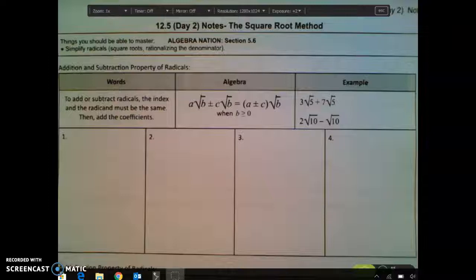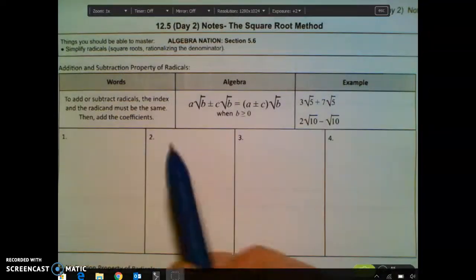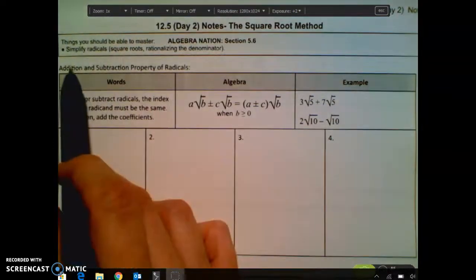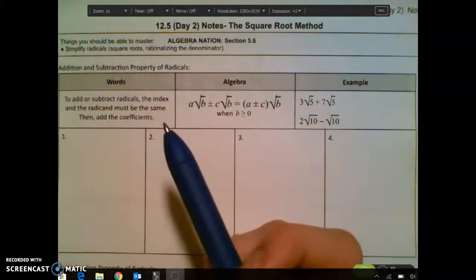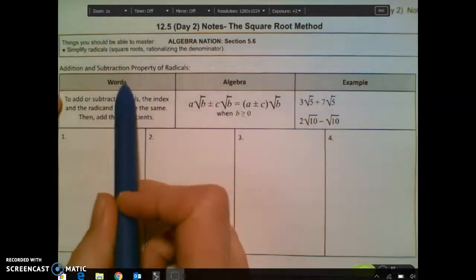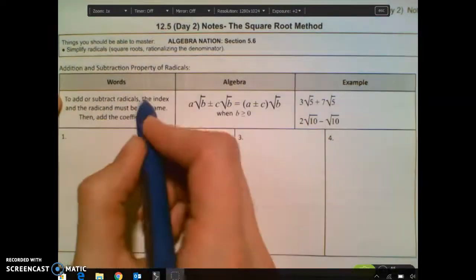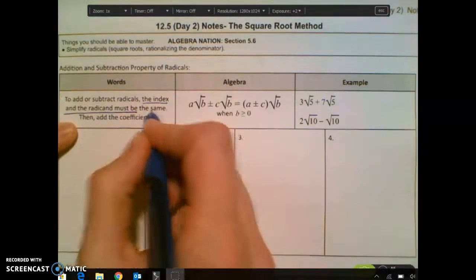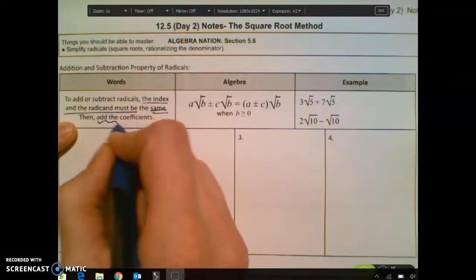Well, we are going to start 12.5 Day 2 notes. So today we're going to learn a couple properties for square roots. And the first one is the addition and subtraction property of radicals. So in words, to add or subtract radicals, the index and the radicand must be the same. Then we just add the coefficients.